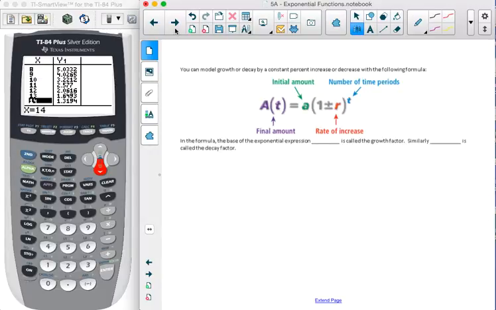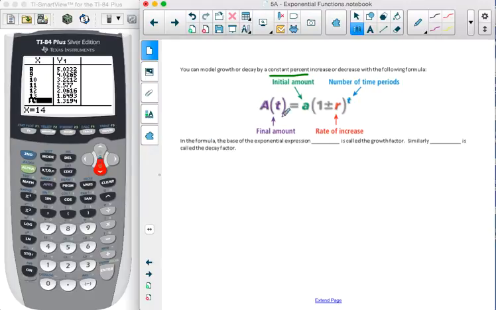All right, so basically, this generalized formula is called the growth or decay model. So we can model growth or decay by a constant percent. The constant percent is really important. If it grows and decays at different amounts, this model won't work. So we can model growth or decay by a constant percent of increase or decrease using this formula.